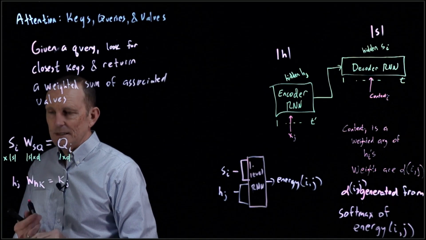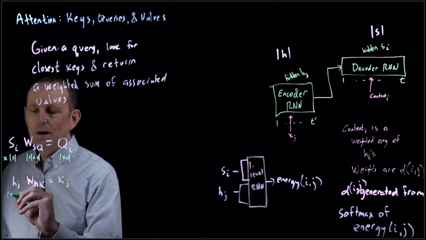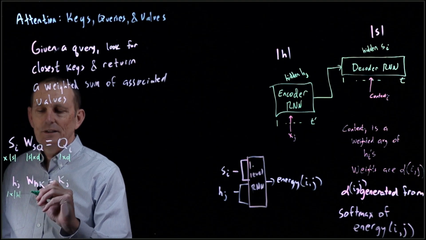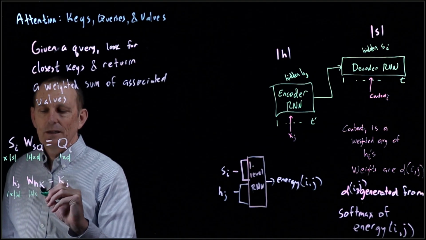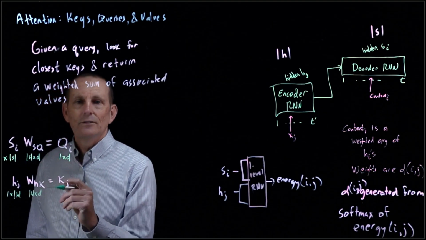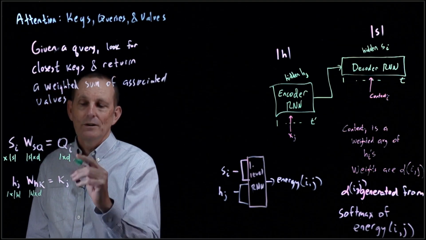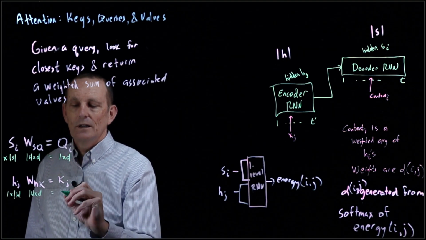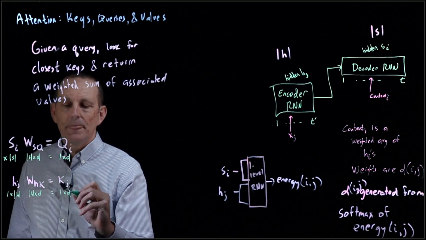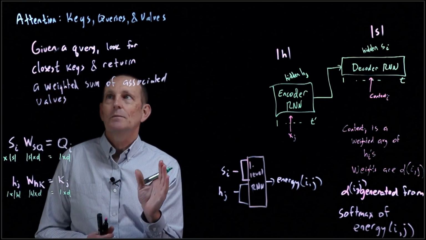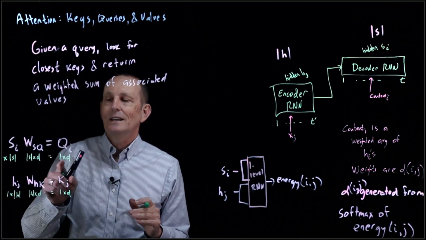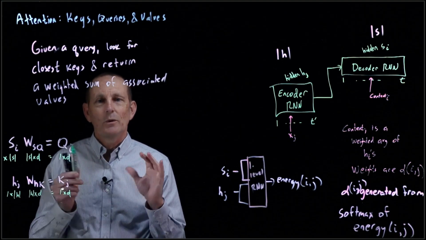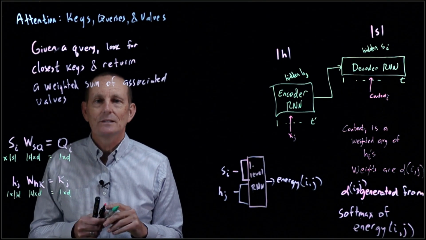Again, let's look at the sizes. So this is a 1 by size of H. This is a size of H by D, where we're defining D. D is just going to be the size of queries and keys, and the queries and keys have to be the same dimension. And so this is going to be a 1 by D. So it's important that queries and keys have the same dimension because we're trying to find the keys that are closest to the query. So we want to be in the same D-dimensional space for that.